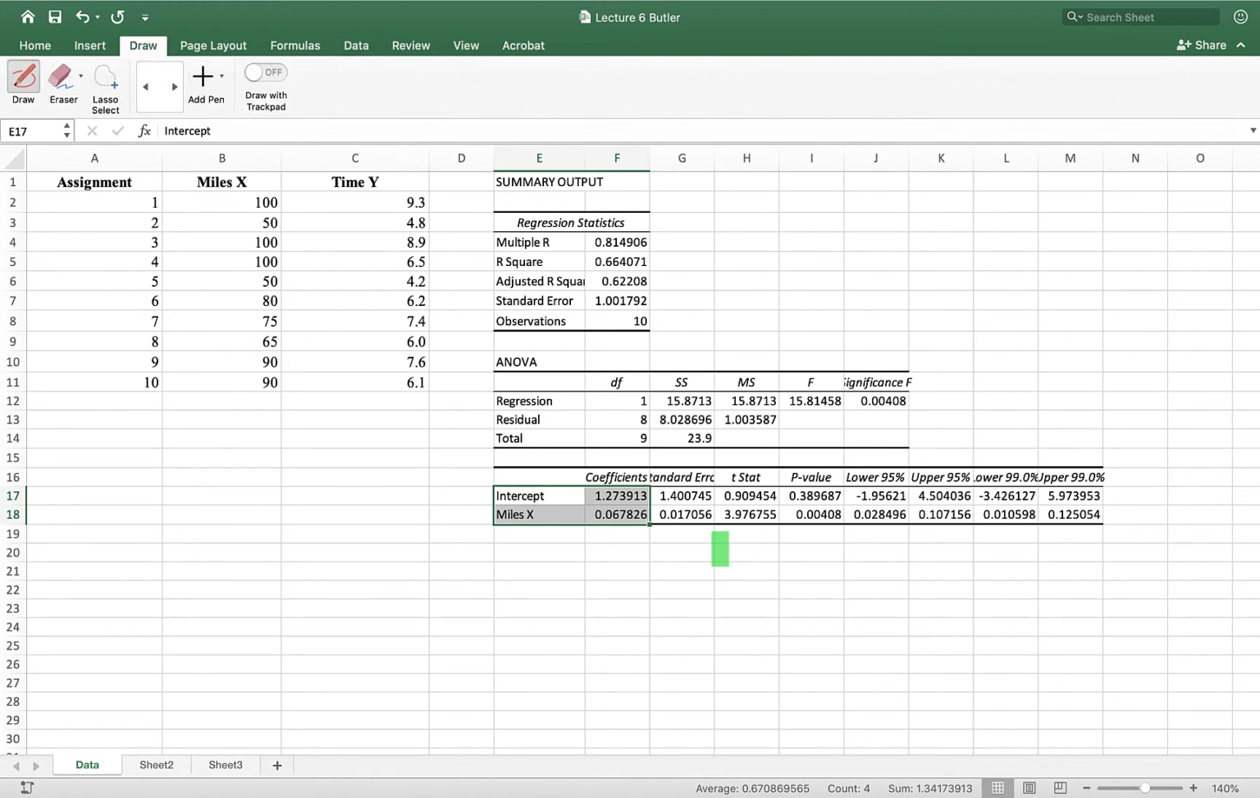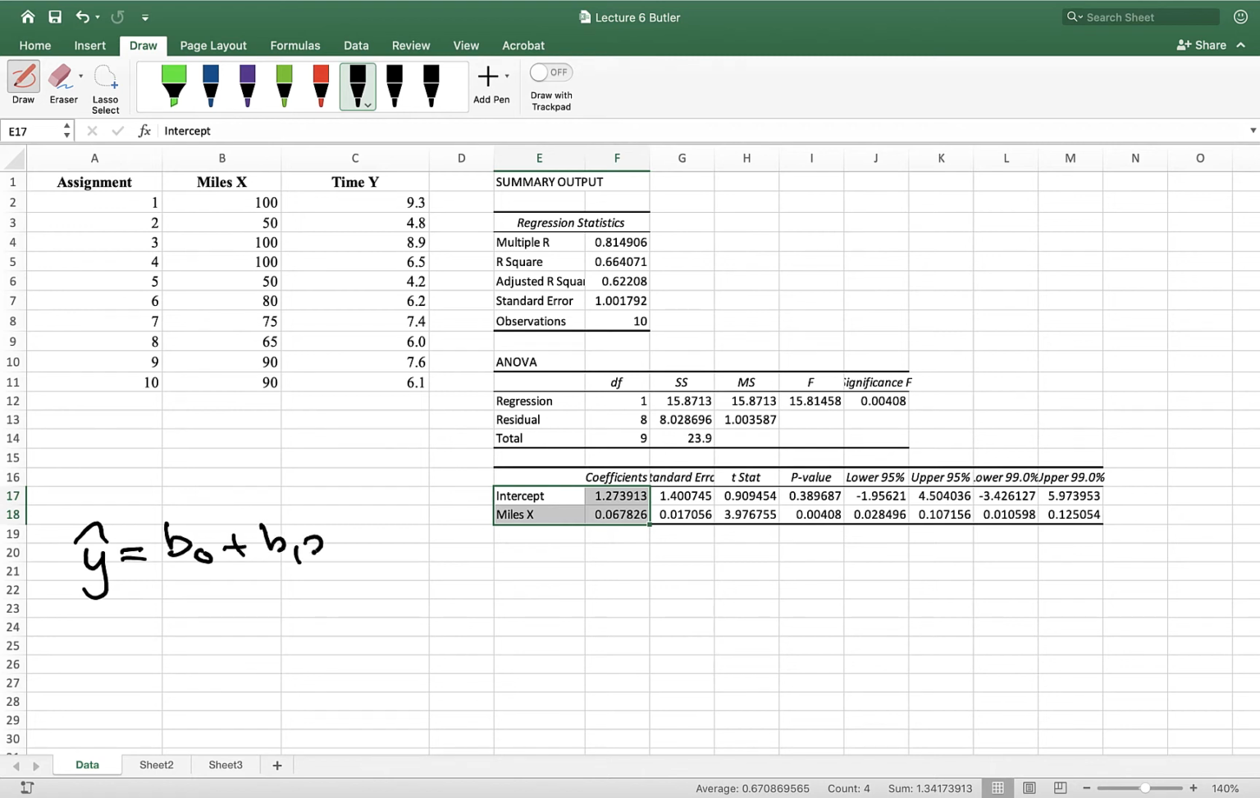So the model for the amount of time it takes to make your deliveries is going to be linear: y hat equals b0 plus b1x. And that hat in there means estimated. And for us, y is time. So the estimated time to make your deliveries is equal to b0.